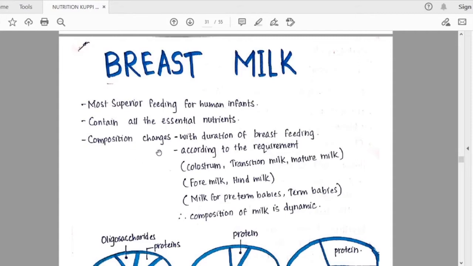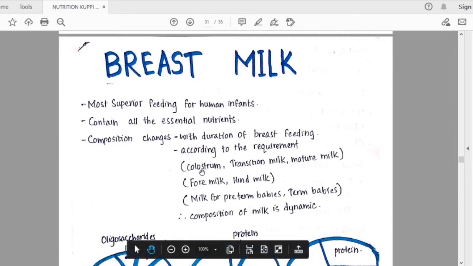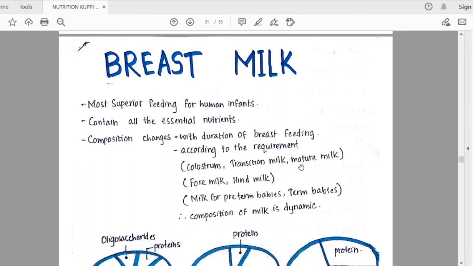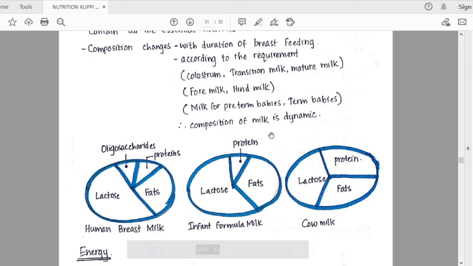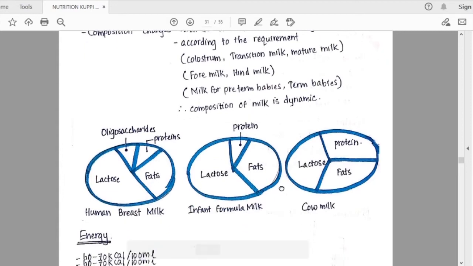So, the composition changes at various stages of the feeding of the breast milk. With the duration of the breastfeeding, the composition changes according to the requirement. Colostrum, transition milk and mature milk are different from each other. Foremilk and hind milk are also different. Milk for preterm babies and term babies also differ. So the composition of milk is dynamic, and it changes gradually over the feeding period.